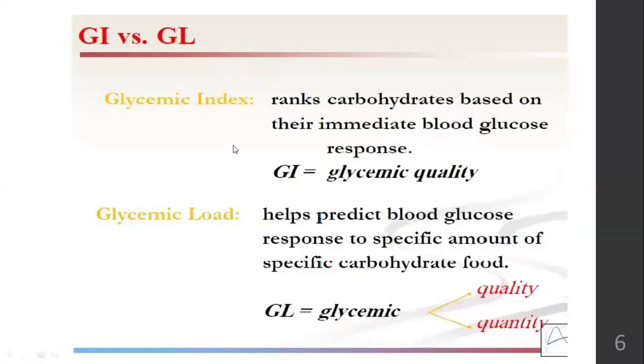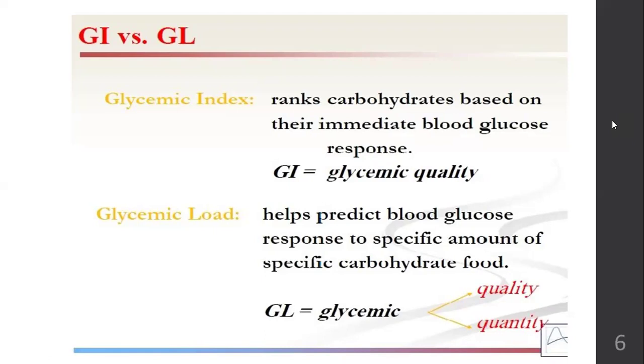So the difference between glycemic index and glycemic load. Glycemic index is a ranking system. It ranks carbohydrates based on the immediate response that they show in your blood glucose. How quickly the carbohydrates present in this food are increasing your blood glucose level, that is what glycemic index will give you. The quality of carbohydrates present in the food, that is what glycemic index can show you.